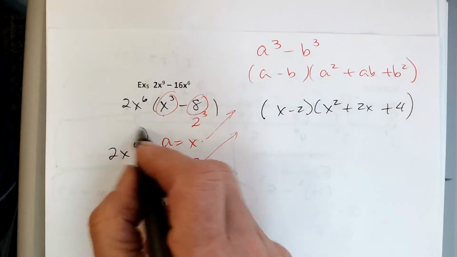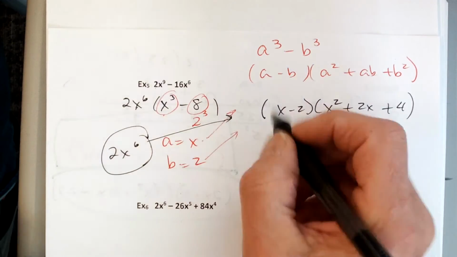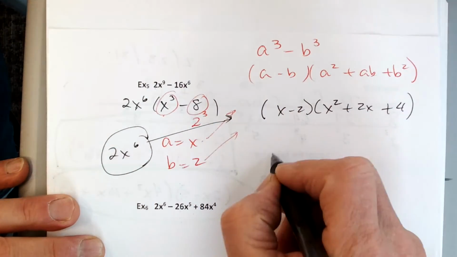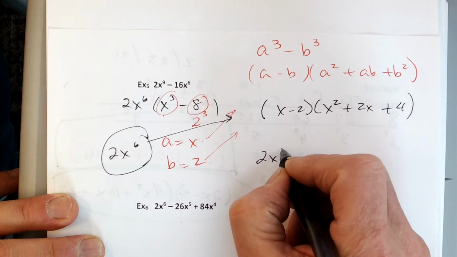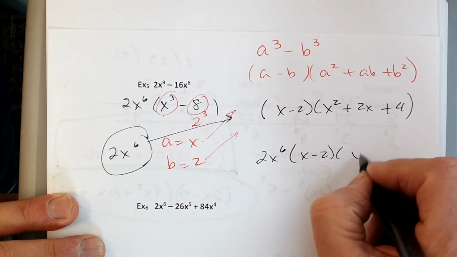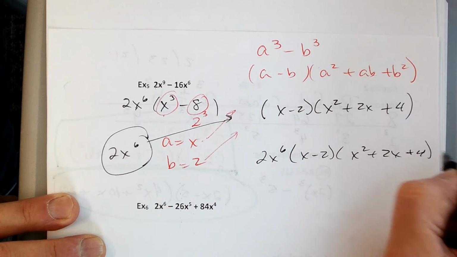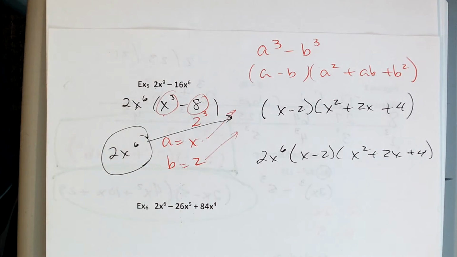The last thing I have to do is remember I actually have this part of my problem too. I have to remember to bring this back in. So make sure I get that in there. So I'm going to have an answer of 2x to the 6th, x minus 2, x squared plus 2x plus 4. Okay, how's that? These are hard, aren't they?